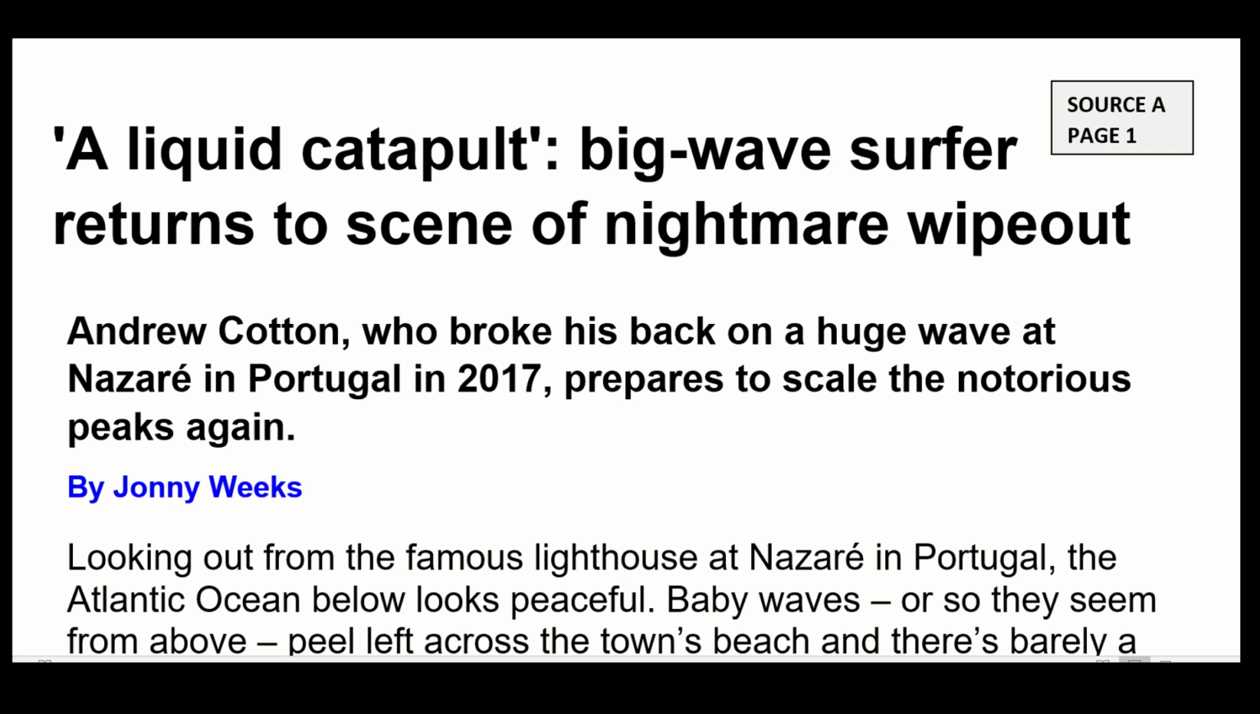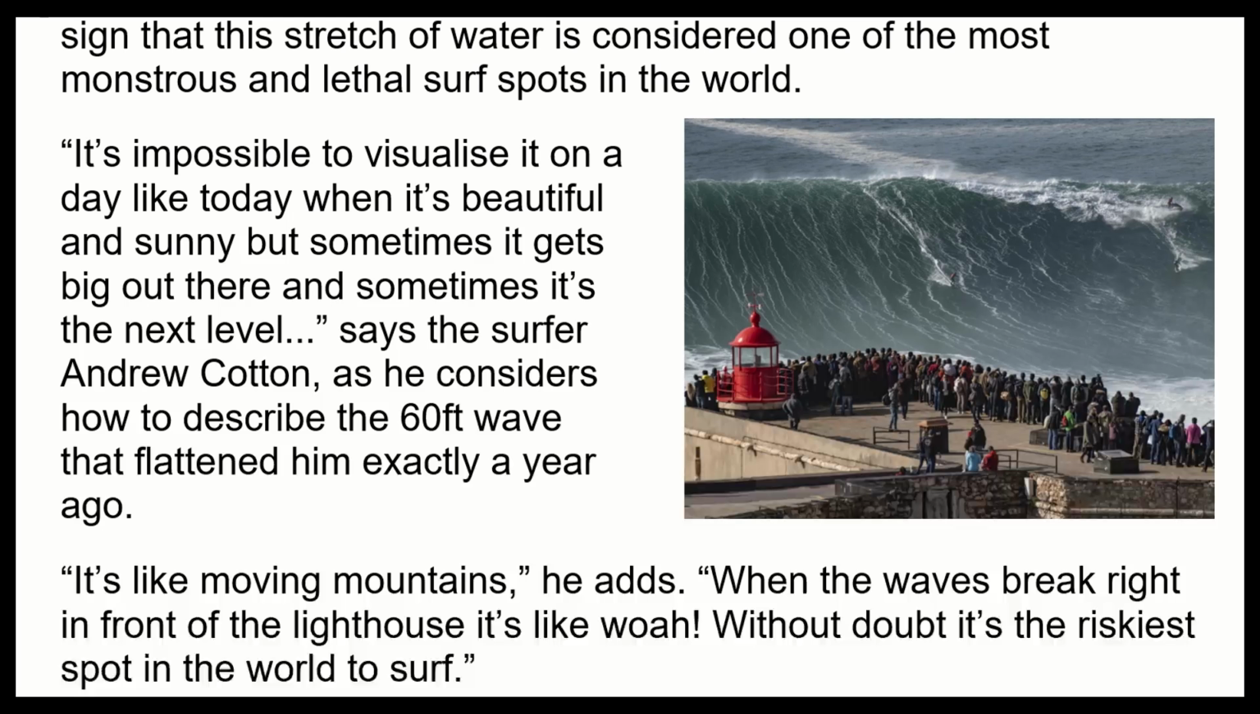Okay. A liquid catapult. Big wave surfer returns to scene of nightwear wipeout. Andrew Cotton, who broke his back on a huge wave at Nazaré in Portugal in 2017, prepares to scale the notorious peaks again by Johnny Weeks. This is a newspaper article from The Guardian. Looking out from the famous lighthouse at Nazaré in Portugal, the Atlantic Ocean below looks peaceful. Baby waves, or so they seem from above, peel left across the town's beach, and there's barely a sign of this stretch of water is considered one of the most monstrous and lethal surf spots in the world.